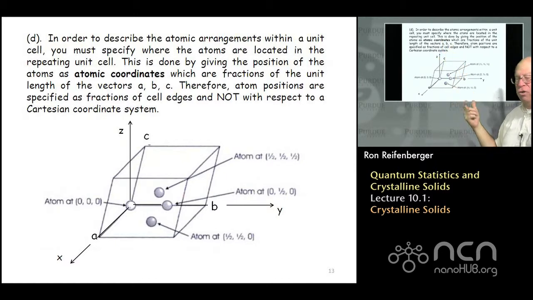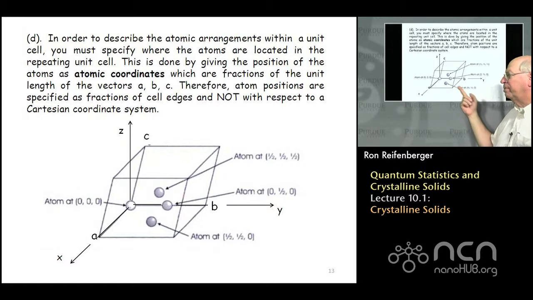These atomic coordinates are always given in terms of the unit cell dimensions. Even though there can be a Cartesian coordinate system, x, y, and z, with the axes all at right angles to one another, the unit cell could have axes A, B, and C, which do not necessarily align along the coordinate axes x, y, and z. So the position of the individual atoms in this unit cell is always given in terms of fractions of dimension A, fractions of dimension B, and fractions of dimension C.